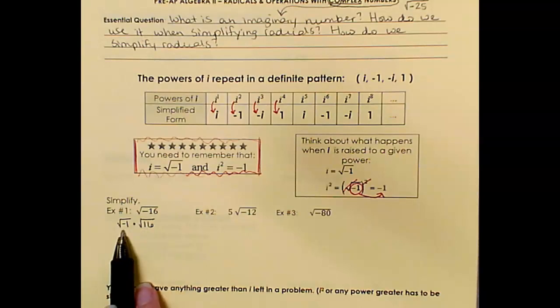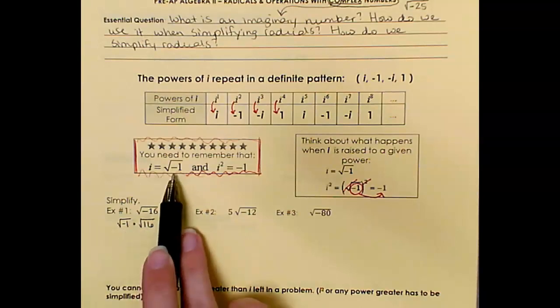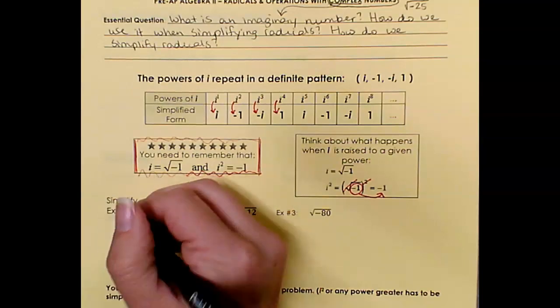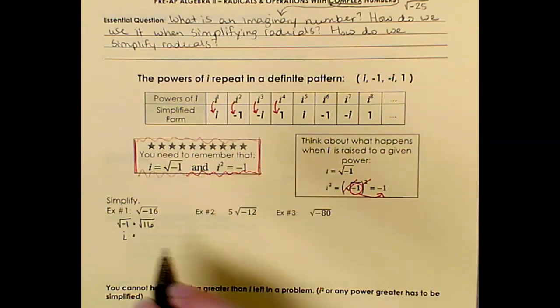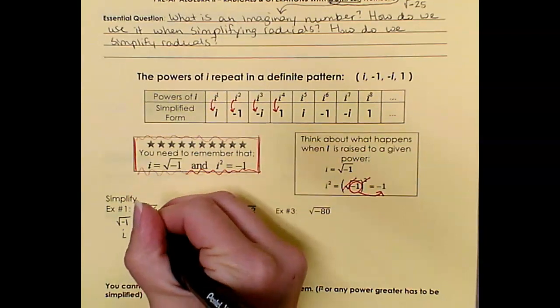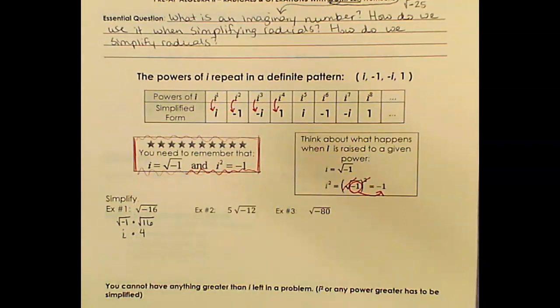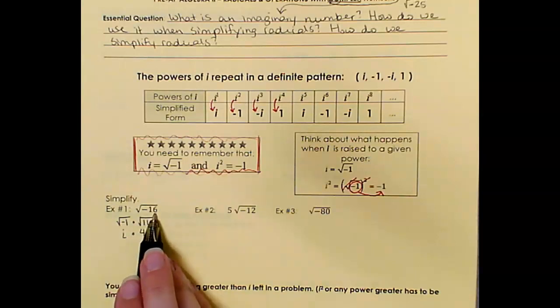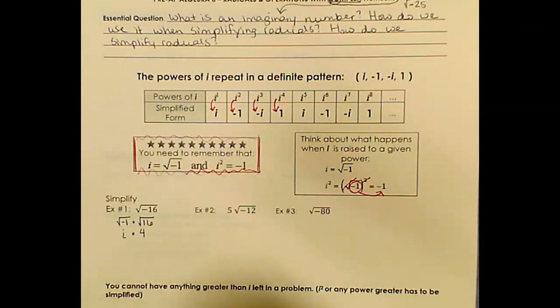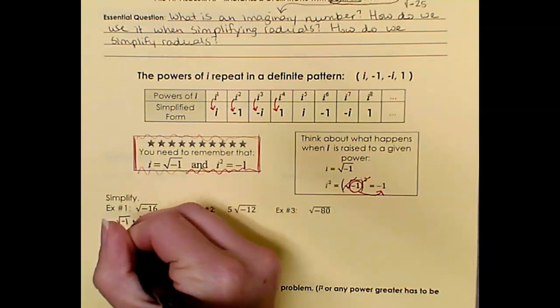So what's the square root of -1? That was given to you. The square root of -1 is I. And the square root of 16 is 4. So when you are trying to find the square root of -16, what that gives you is I times 4, or just 4I.